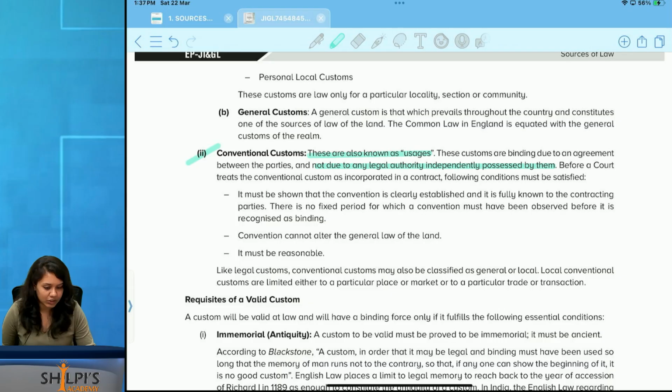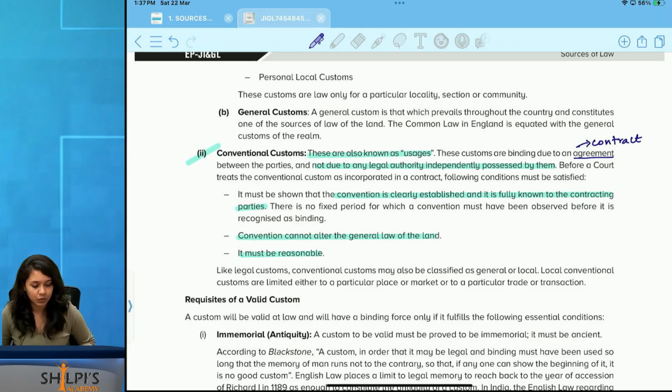So before a court actually treats a conventional custom in a contract, it must be shown that the convention is clearly established and fully known to the contracting parties. There is no fixed period for which a convention must be observed before it is recognized as binding. And the convention cannot alter the general law of the land, and it must be reasonable in nature. Why are we linking up conventional customs and contract? Because normally wherever there is an agreement which is binding on parties, it gives effect to a contract if it falls under all the essential elements of a contract law. So before we can treat a custom as a contract, the court must look at these factors before implementing the same.